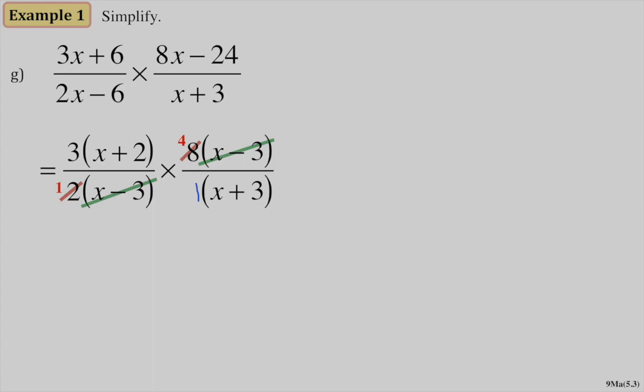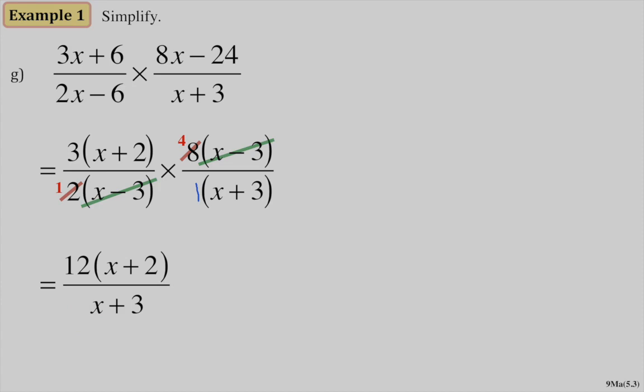Let's see what's left over. On the top, I have a 3 and a 4. Numbers 3 and numbers 4 times to give 12, and then I have that bracket. And on the bottom, I just have x plus 3 in brackets. You could put a 1 in front, but because it's just x plus 3 in brackets with nothing else other than a 1 in front, I don't need to worry about the bracket on the bottom. There is your final answer.